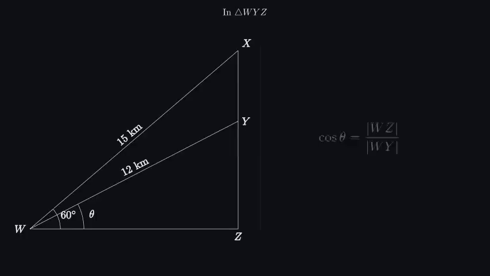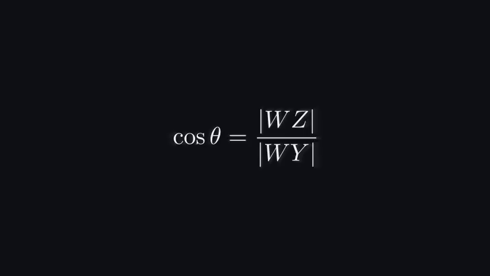Now we use triangle WYZ to find the angle of elevation of Y from W. In triangle WYZ, the angle at W is theta. With respect to theta, the adjacent side is length of WZ, and the hypotenuse is length of WY. So we again use cosine. Cos of theta equals length of WZ over length of WY.